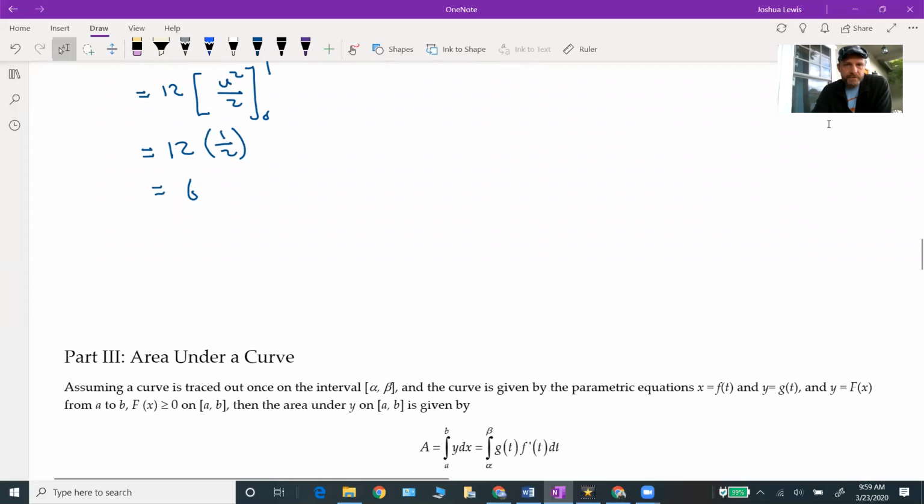All right. Next, we want to look at area under a curve. So that's going to be our next little mini lecture here.